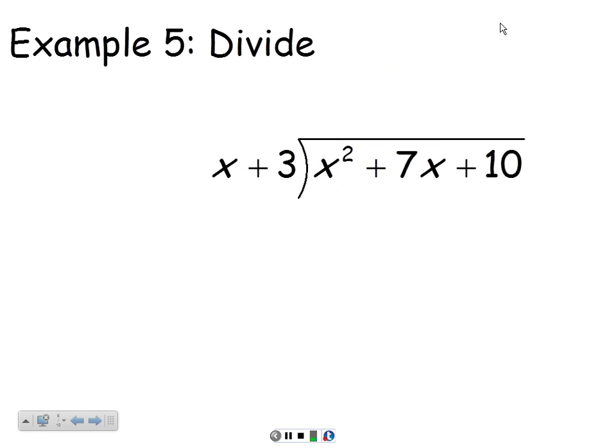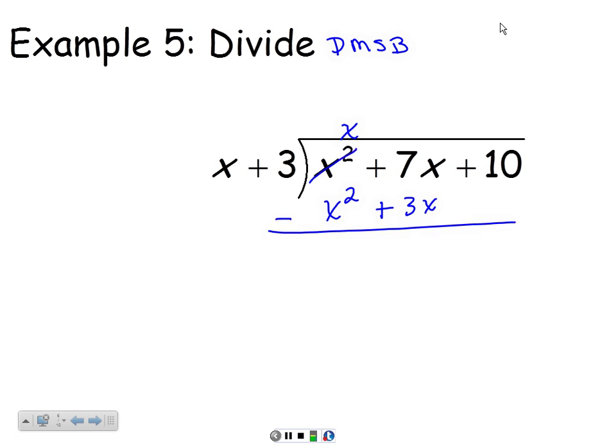Okay, let's keep going. This is hard, so there's plenty of examples here for you to go by. Alright, so again, daddy, mother, sister, brother. So we're going to divide x squared by x, which is going to give you x. Then multiply around. X times x is going to give you x squared, and x times 3 is going to give you 3x. Subtract. X squared minus x squared goes away. 7x minus 3x is going to give you 4x. And bring down plus 10.